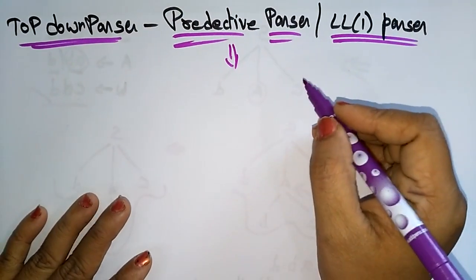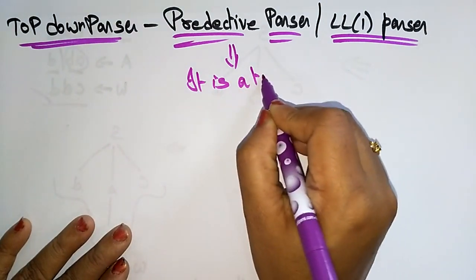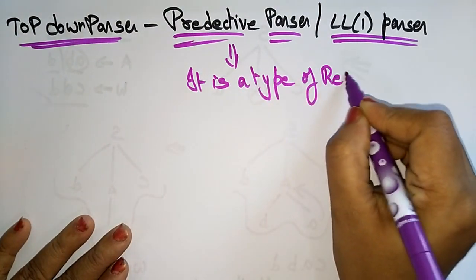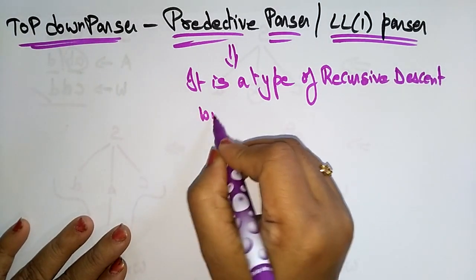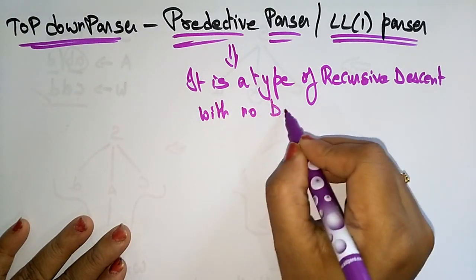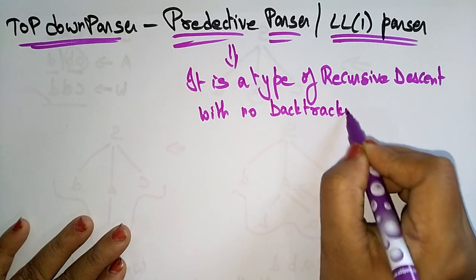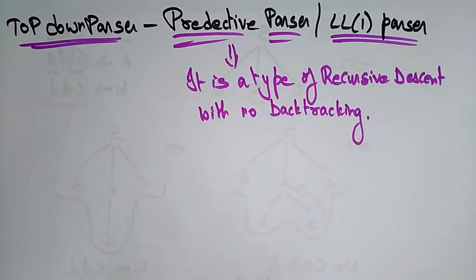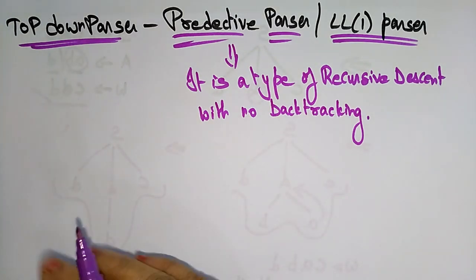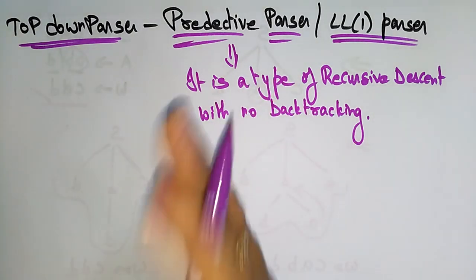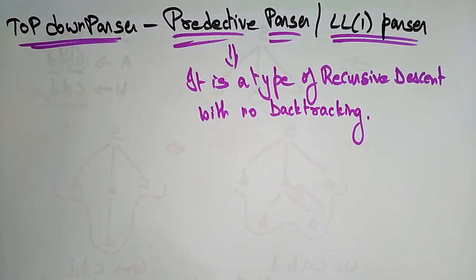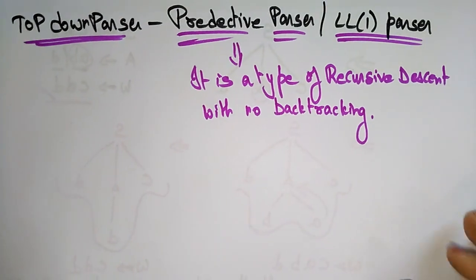So it is a type of recursive descent with no backtracking, and it can be implemented non-recursively by using the stack data structure. So I said it is a recursive descent, but it is not only a type of recursive descent; it can also be implemented non-recursively by using the stack data structure. Here let me show you one simple concept.